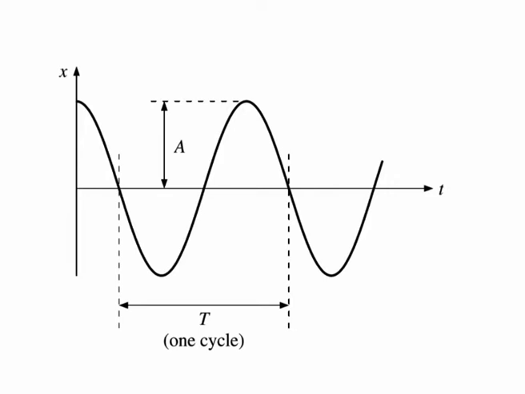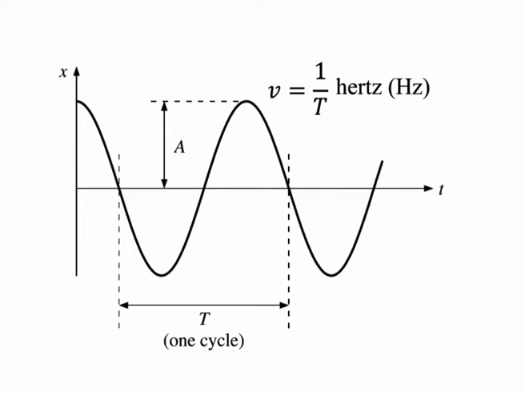The time for one complete cycle of oscillation is the period T. The frequency ν is the number of cycles of oscillation per unit time. The relationship between period and frequency is ν equals 1 upon T. The units of frequency are Hertz.